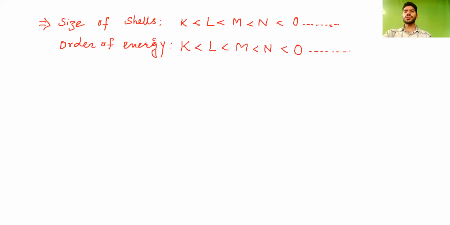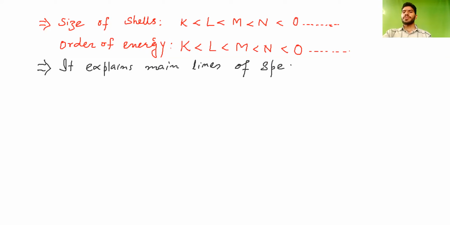So this is your first quantum number, called the principal quantum number. It gives the information about shells. Now what does it explain? It explains the main lines of spectra, which we have observed in the hydrogen spectrum. I will write it here: it explains main lines of spectra. So the main lines which we see in the spectra of hydrogen are actually due to these shells, these main energy levels. This is very important. Now let's move to the second quantum number, known as the azimuthal quantum number.